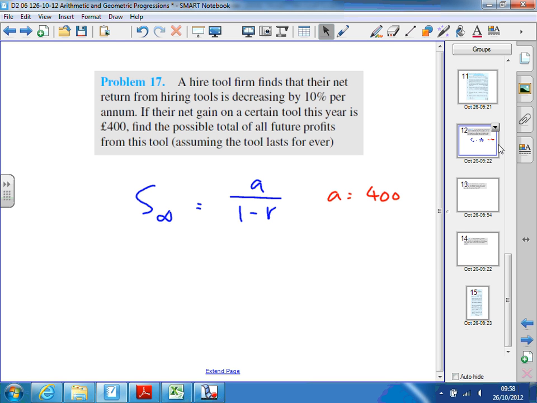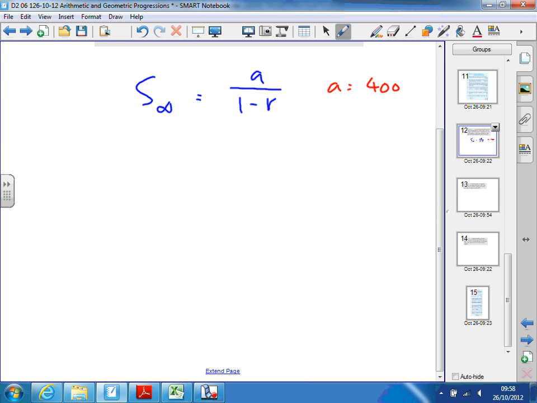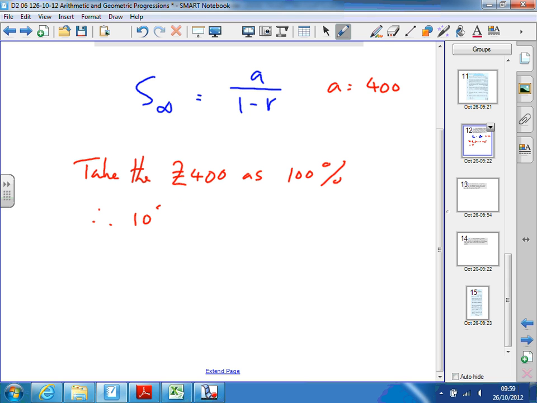It's a percentage decrease. So what we need to think to ourselves is, if we take the £400 in this case, or the initial start, as 100%. So if we want to find 90% of it. If it's decreasing by 10%, we subtract 10% from 100%, we get 90%. So therefore, a 10% decrease leaves 90%.